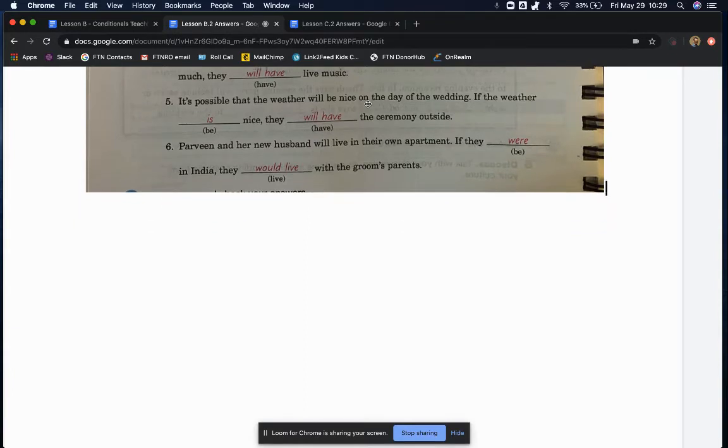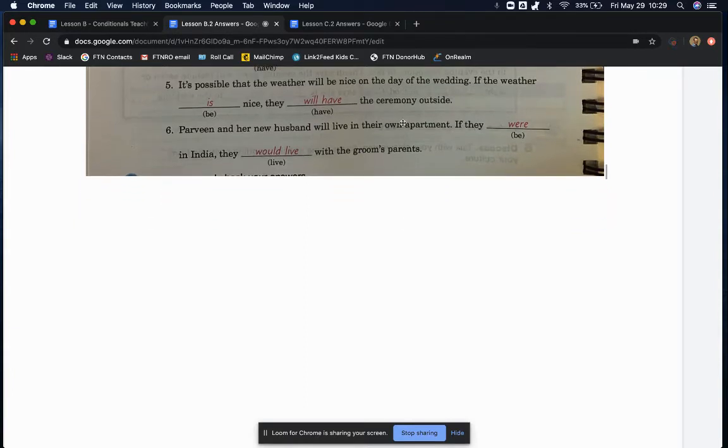Okay. Number five. It's possible that the weather will be nice on the day of the wedding. If the weather is nice, they will have the ceremony outside. Again, this is possible. And they even say it at the beginning, number five. It's possible, right? You have that idea. So if the weather is nice, present tense, they will have the ceremony outside. So future, okay?